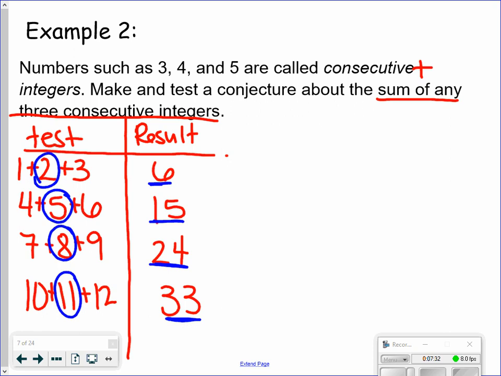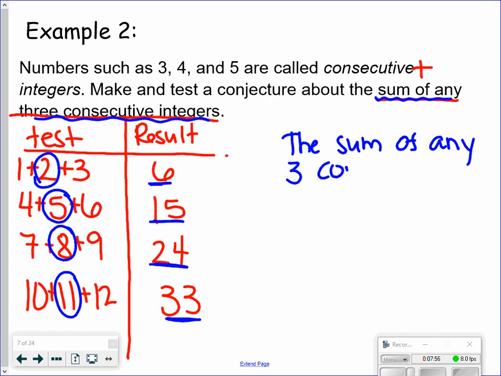So we just tested, we got the result, we are now seeing the pattern, we're observing what happened. And it says now make a conjecture. So here's my conjecture. I always start with how they wrote it, okay? The sum, I'm just copying this down, of any 3 consecutive integers is, okay, now what did we say?